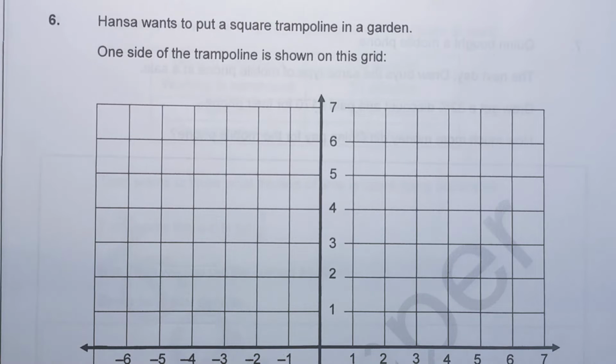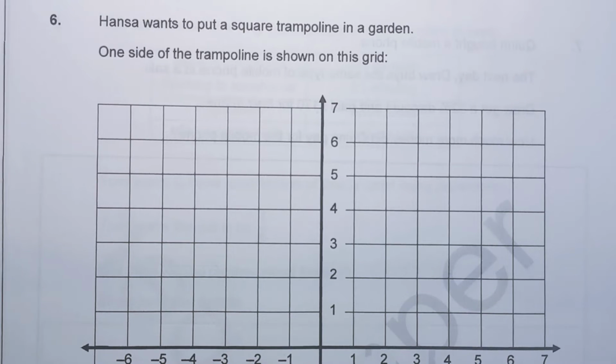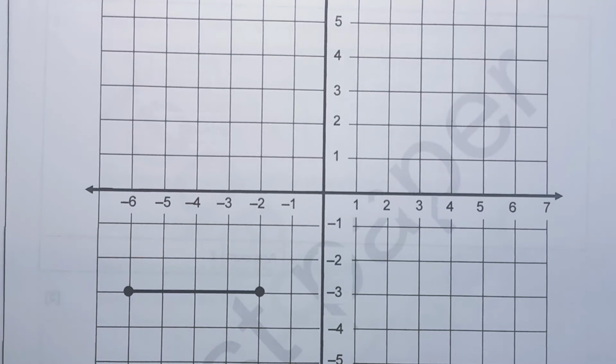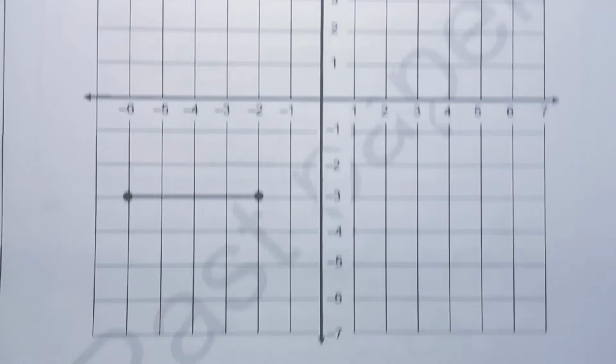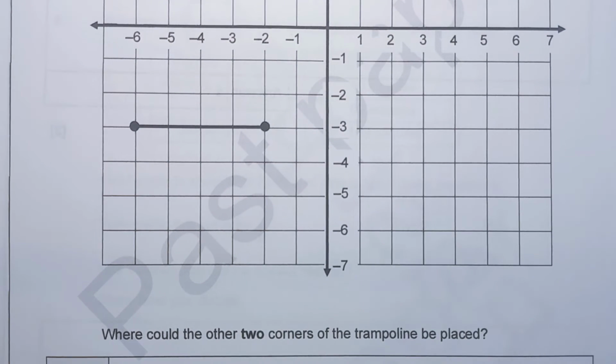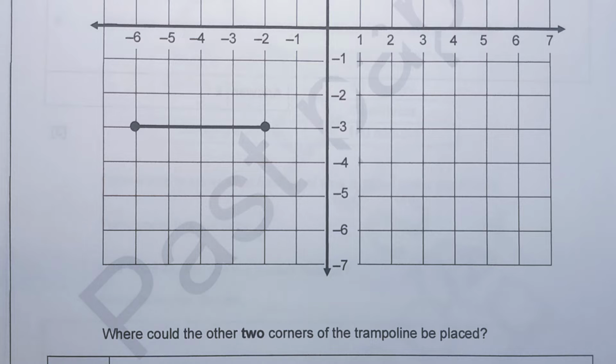Question 6. Hansa wants to put a square trampoline in a garden. One side of the trampoline is shown on this grid. If I move it up, you'll be able to see. There it is there. And the question is, where could the other 2 corners of the trampoline be placed?